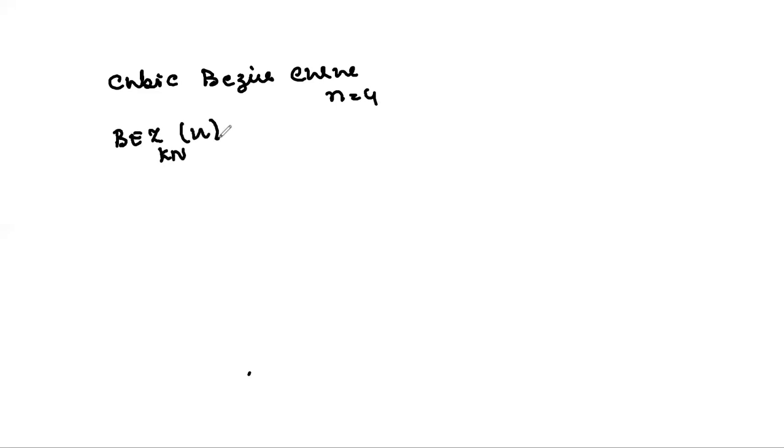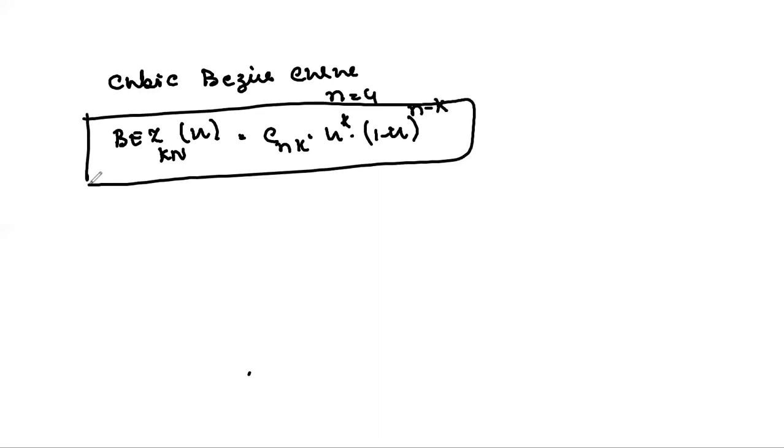If you recollect the cubic Bezier curves, we remember it requires 4 control points. So I'll say I have the cubic Bezier curve, so we have n equal to 4. The 4 blending functions for the cubic curve will be written as Bez of k, n of u equals C of n, k into u to the power of k into 1 minus u to the power n minus k. We have already seen this equation, which is the blending equation.